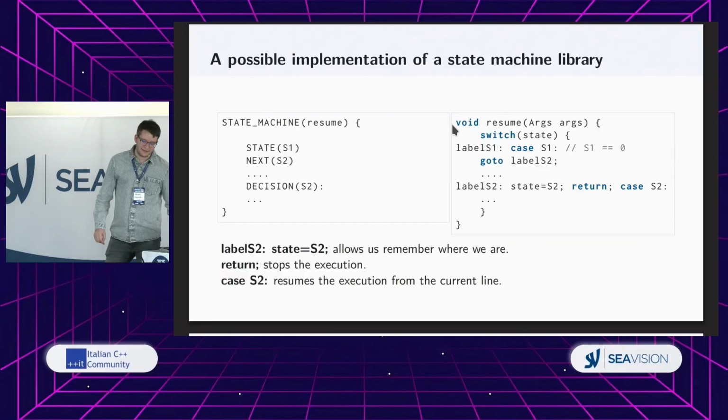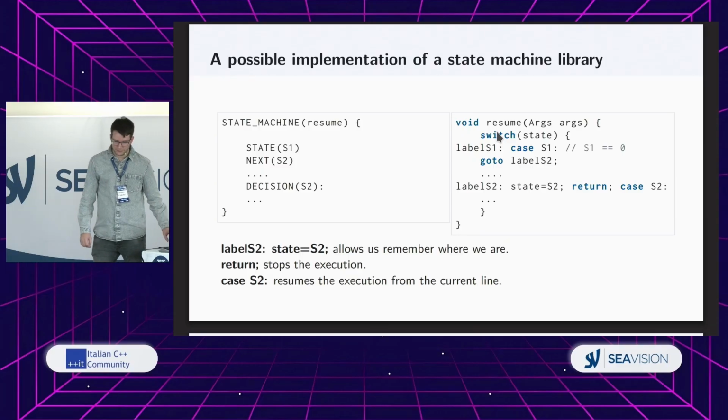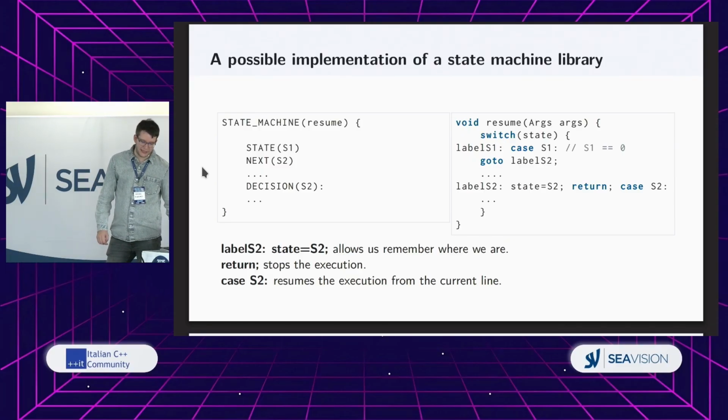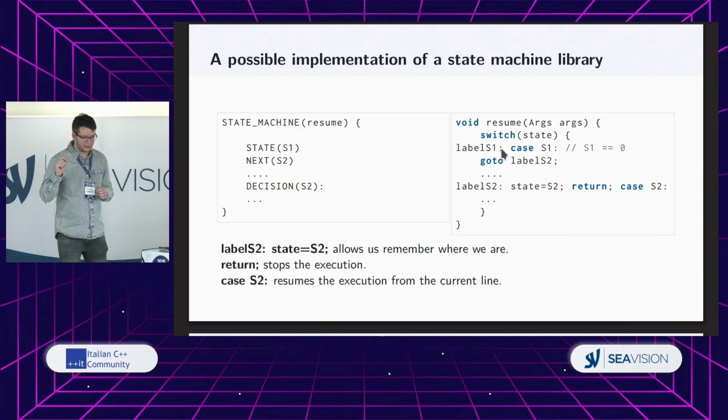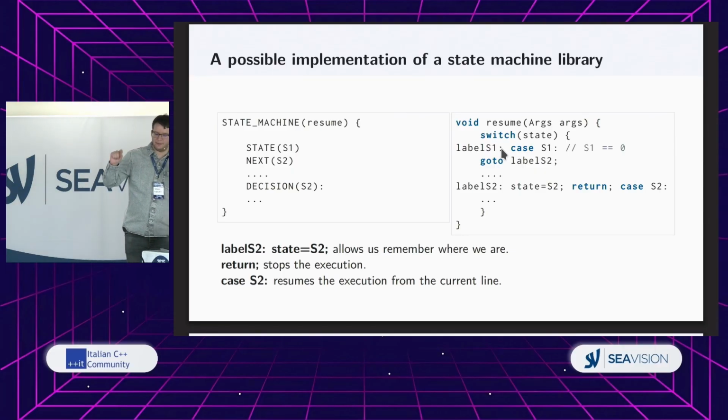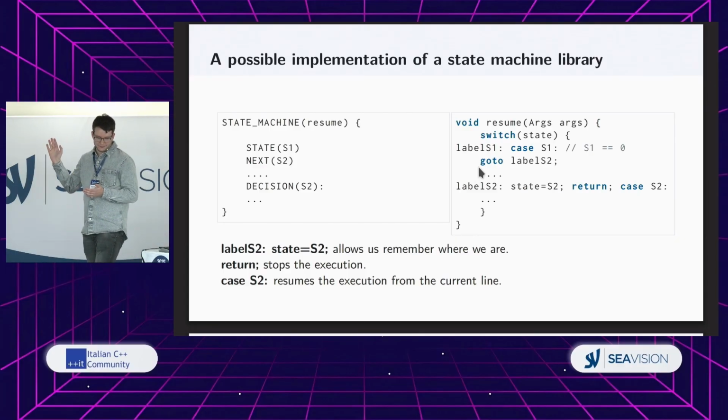The macro state machine gets expanded into a function called resume that contains a switch. Then we have the macro called state, which declares that here there is a state. The macro called state will contain both a label and a case, so that we can go to the label with the go-tos, and we can go to the case with the switch. And so we have 2 ways to go in that place, where we want to go to state S1. We have next, and next will become a go-to that will tell us we go to this place.